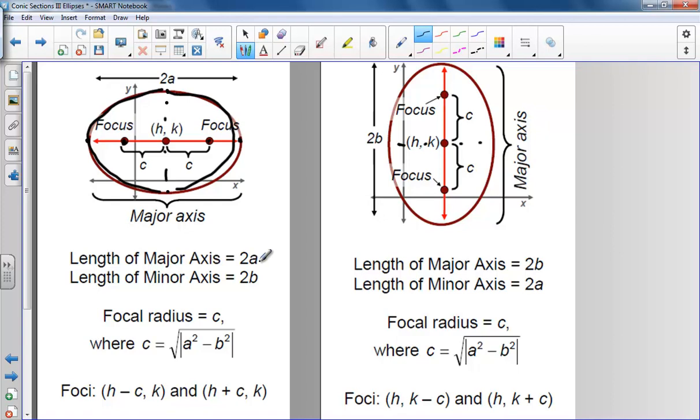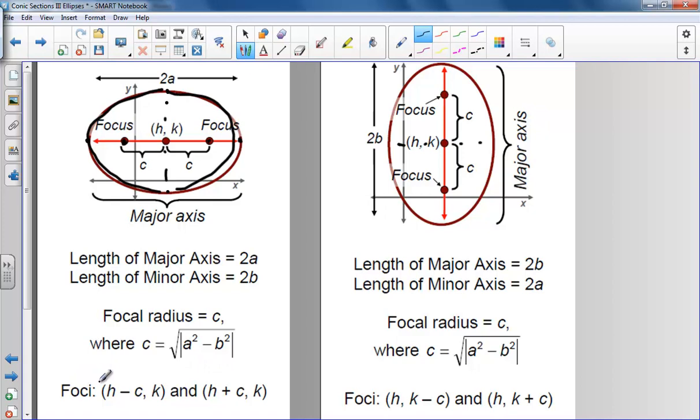So the formula we can use is that the major axis in this case is 2 times A when it's longer horizontally. When it's longer vertically, the major axis is 2 times B. The minor axis is 2 times B when it's a horizontal ellipse, and 2 times A when it's a vertical ellipse. We are also going to use this formula to help us find our focus points, or the plural of that, our foci.